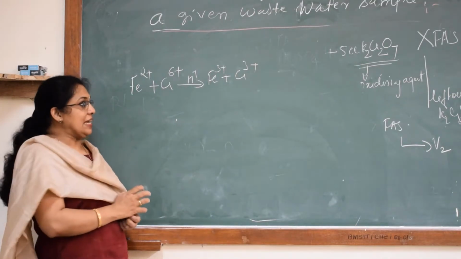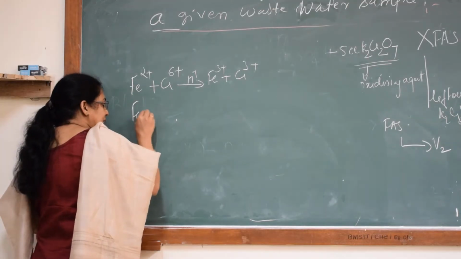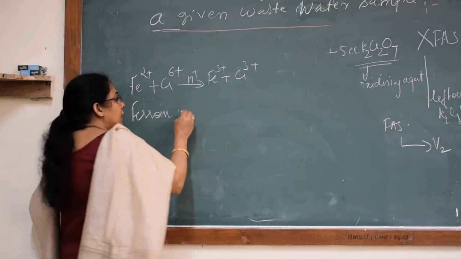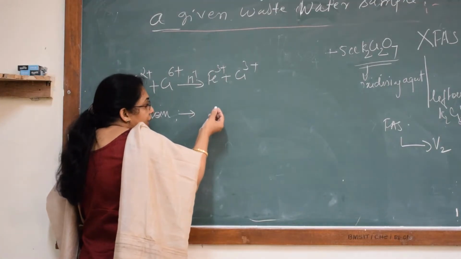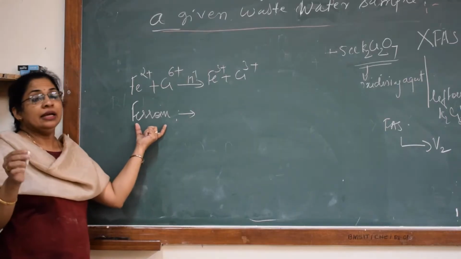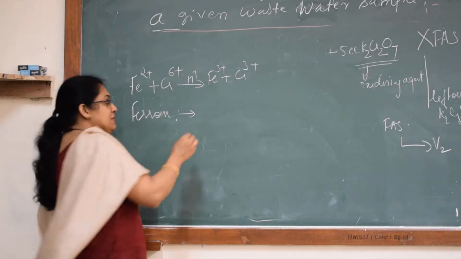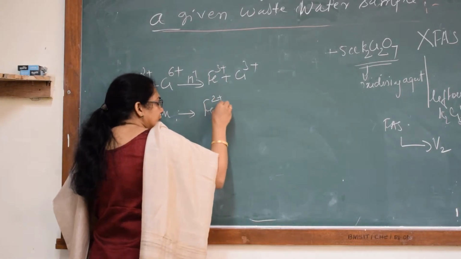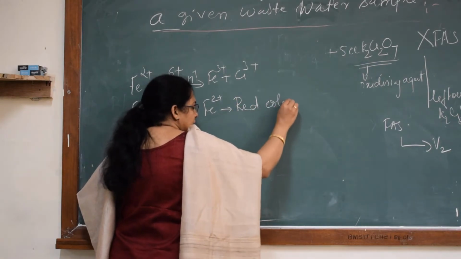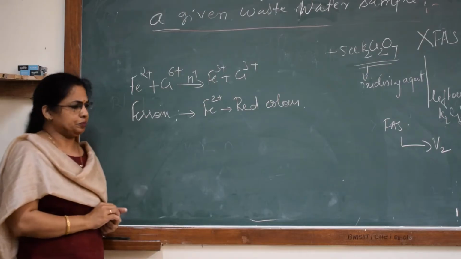During this titration, we can use ferroin as the indicator, which is actually phenanthroline Fe2+ salt. That means this has got Fe2+, and this has got a nice deep red color. It's a nice deep red colored indicator.